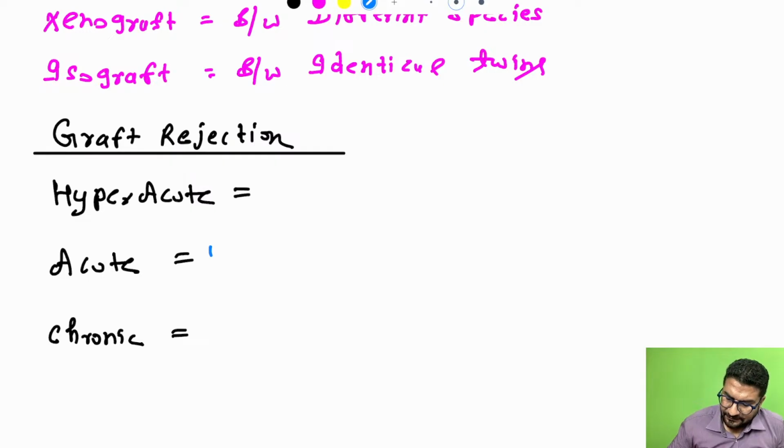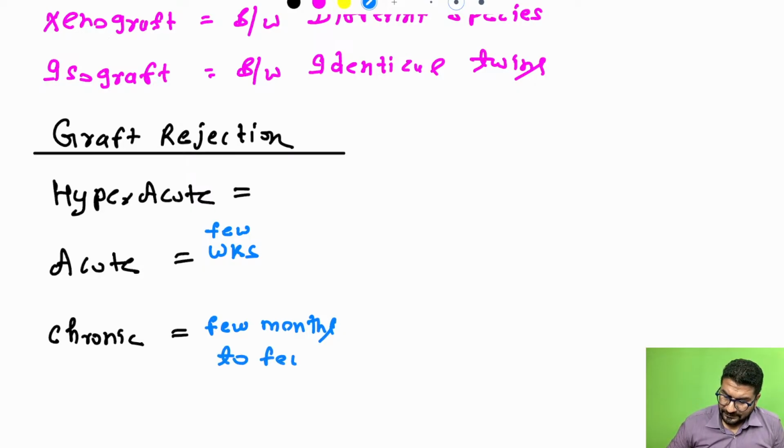Acute means it occurs within a few weeks. And chronic occurs after a few months to a few years. तो 24 घंटे से पहले हो गया या ऑपरेशन टेबल पर ही हो गया, we call this hyperacute. So understand this thing. अब इसको समझो एक बार.